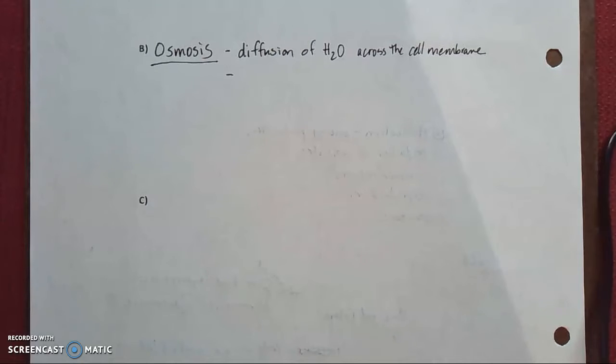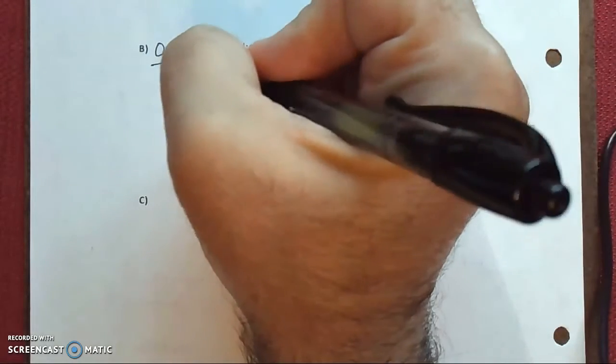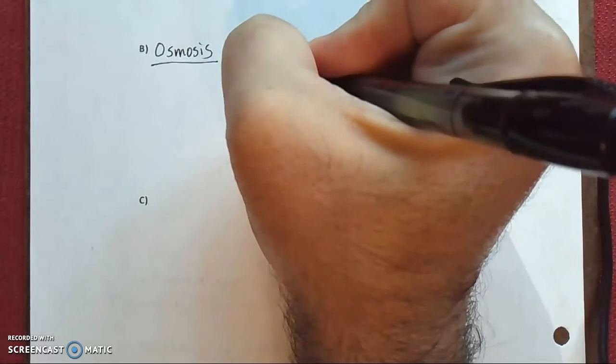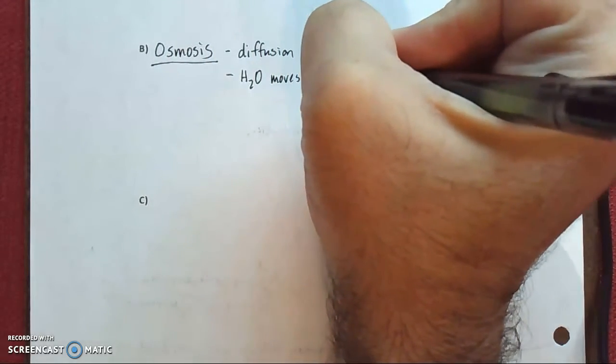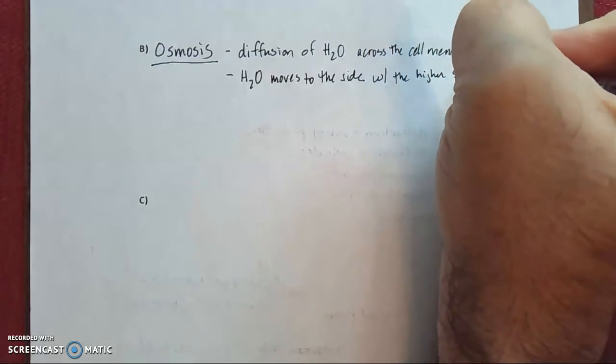So if something cannot cross the cell membrane, it could be built up on one side. And we know that concentration deals with how much there is per unit volume of water. So if you have a big buildup inside the cell of, let's say, a certain protein, well, the protein can't move across the cell membrane, but water can. So water is going to move to try to dilute that concentration. So this means that water moves to the side with the higher solute concentration.